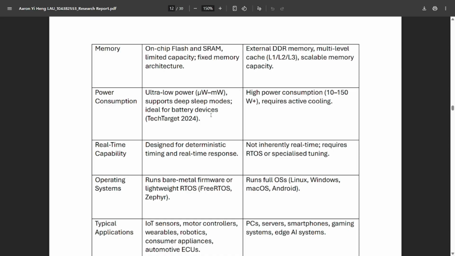They support deep sleep mode and are perfect for battery-powered or always-on devices. MPUs consume far more power, typically from 10 watts up to 150 watts or more, and require active cooling.